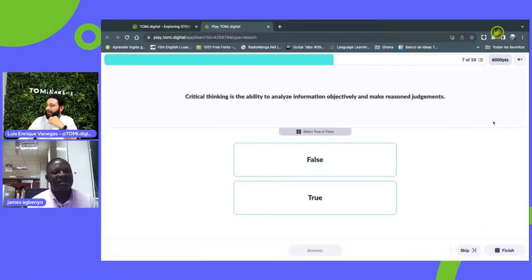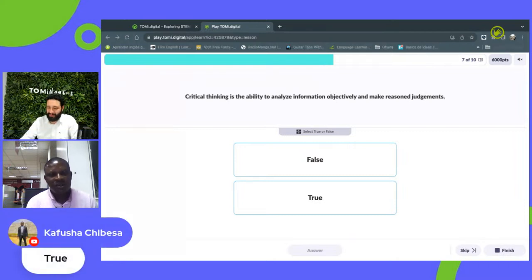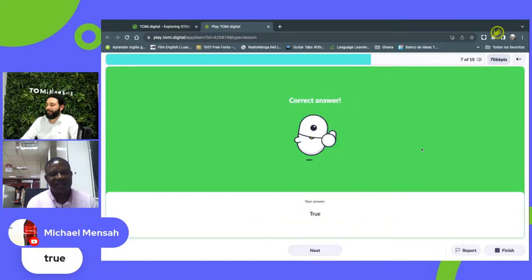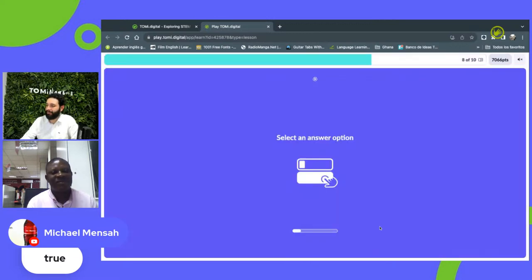The next one is most related to critical thinking. Critical thinking is the ability to analyze information objectively and make reasoned judgments. True or false? What do you think, Mr. James? I think it is true. Most people are saying true, yes. And I also think it's true. Correct answer. Yeah, definitely. That is critical thinking, and it's definitely one important skill in our time.